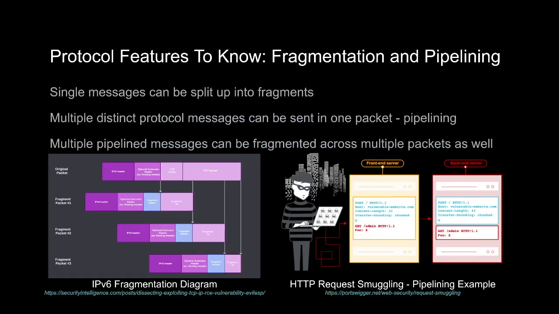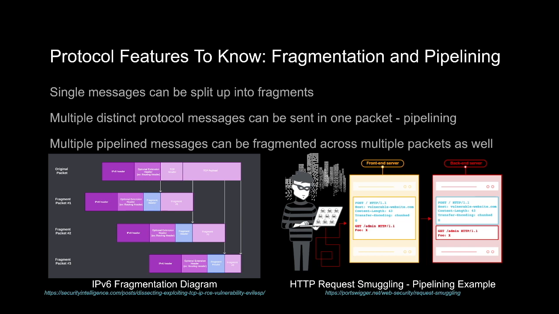Protocol features to know. I have two more that I want to just discuss real quick. So there is fragmentation and pipelining. Single messages of a protocol can be split up into fragments. This is another relic of the agreements that we have to make. There's things like the MTU, which is the maximum size of a packet that can be sent over a network. Things have to account for stuff like that, especially for streaming and sending file data.